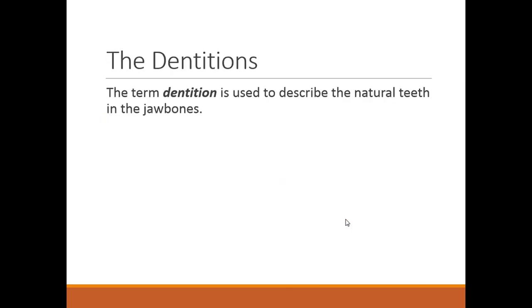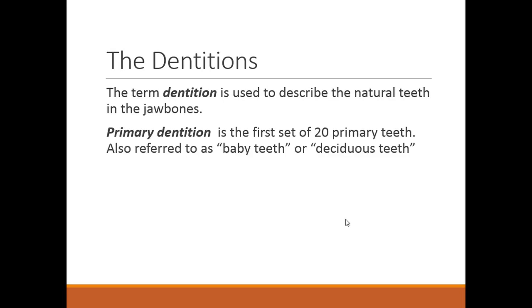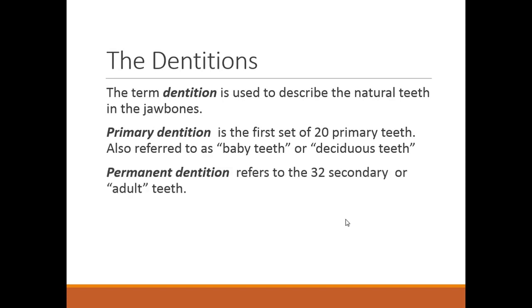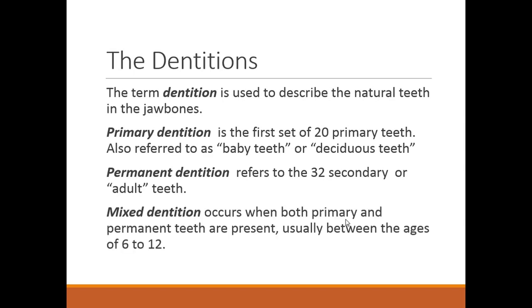The dentitions. The term dentition is used to describe the natural teeth in the jaw bones. Primary dentition is the first set of primary teeth, also referred to as baby teeth or deciduous teeth. So a 3-year-old will generally have all of their 20 primary teeth. Permanent dentition refers to the 32 secondary or adult teeth. Most adults have 32 teeth. This does include wisdom teeth. Mixed dentition occurs when both primary and permanent teeth are present, usually between the ages of 6 to 12.